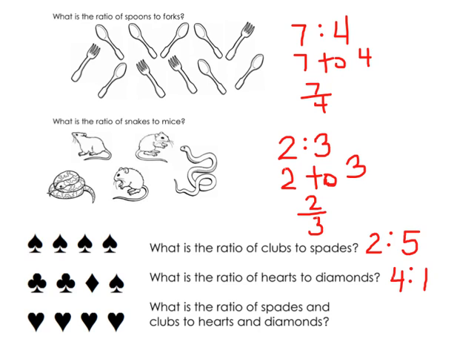And the next one, what is the ratio of spades? I see 1, 2, 3, 4, 5 spades. Oh, I better finish reading. Ratio of spades and clubs to hearts and diamonds. So I have 1, 2, 3, 4, 5 spades and 2 clubs. So that gives me 7. To, I have hearts and diamonds, so I'm putting them together. Hearts, I have 1, 2, 3, 4 hearts and a diamond, so that gives me 5. So it would be 7 to 5.